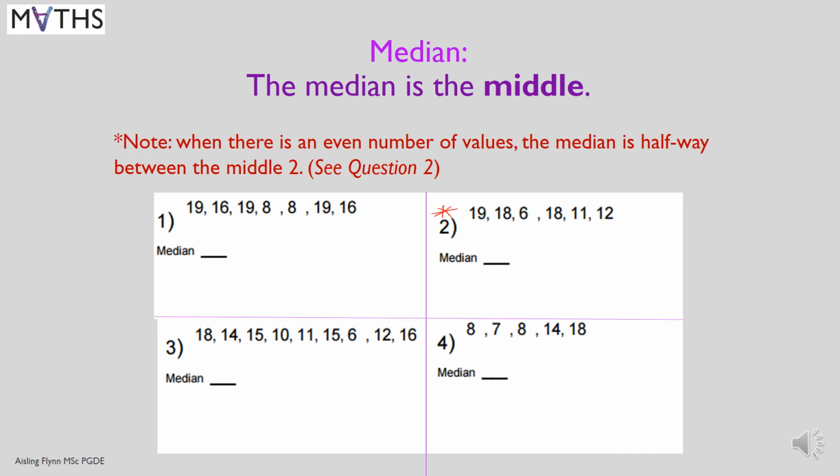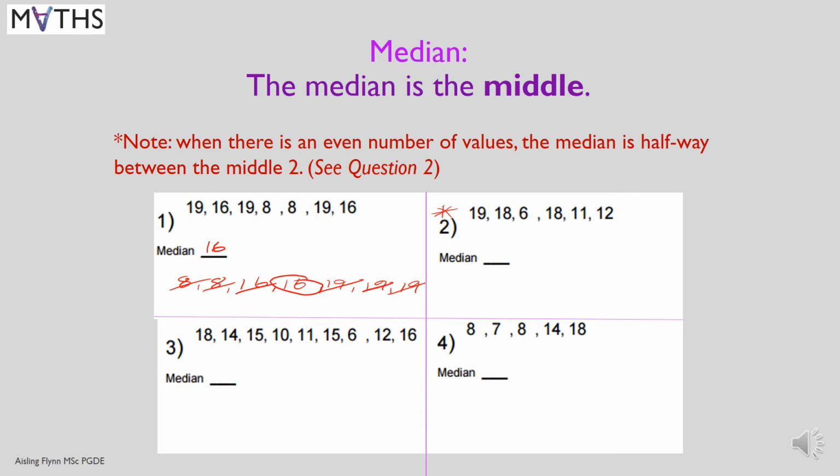Ranking in question 1, we get 8, 8, 16, 16, 19, 19, 19. And to find the median, one from the bottom, one from the top, bottom and top, bottom and top, and you're left with this in the middle. So the median number here is 16.